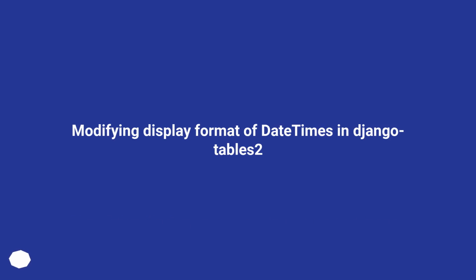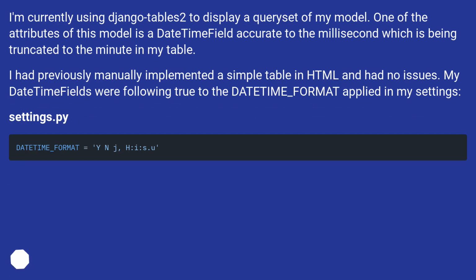Modifying display format of DateTimes in django-tables2. I'm currently using django-tables2 to display a query set of my model. One of the attributes of this model is a datetime field accurate to the millisecond, which is being truncated to the minute in my table.